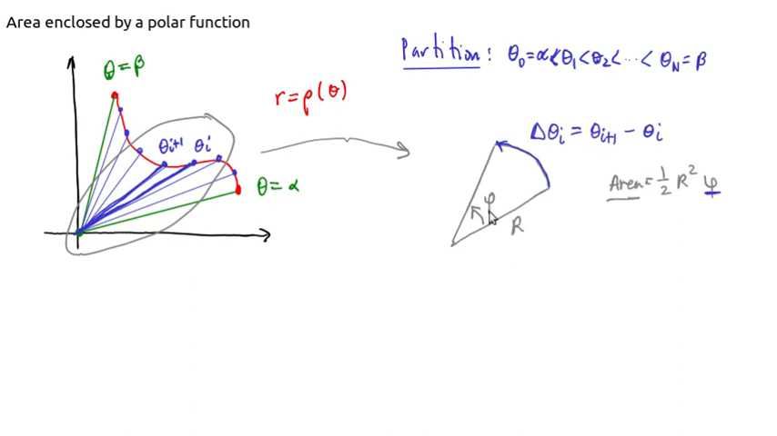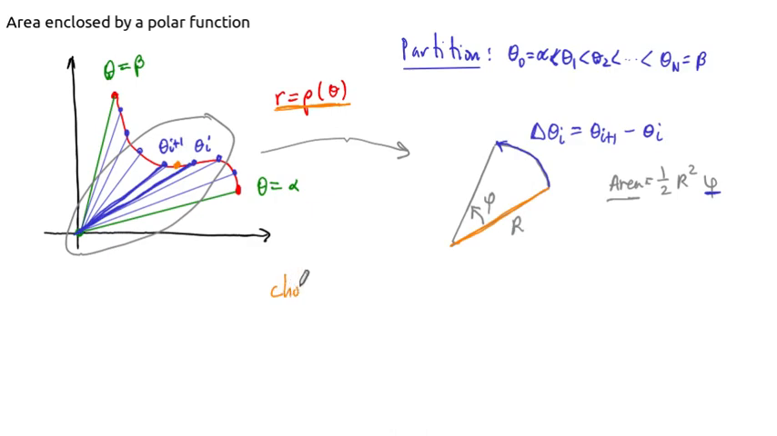The question, though, is what do we choose for the radius? Because as we go along this curve, the radius is changing. That's the whole idea. Our radius is a function of theta. It's changing from point to point. And you can probably guess that what we do is we choose any theta value that's between theta I and theta I plus 1. We choose a test point. So I'm going to draw the test point right there.